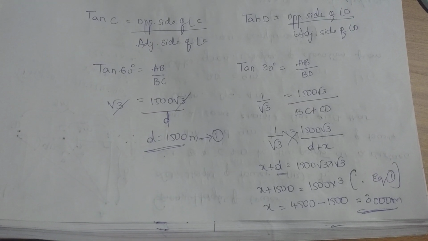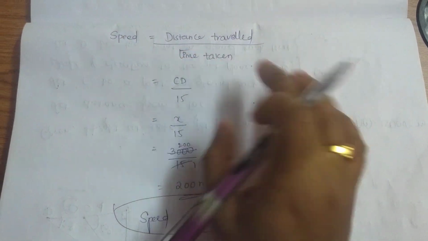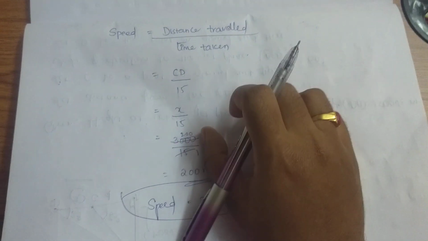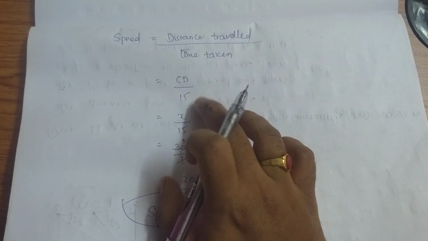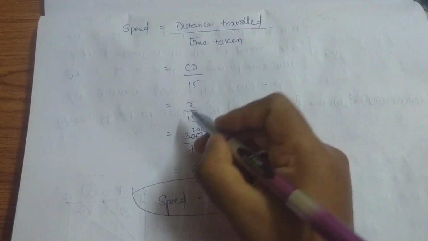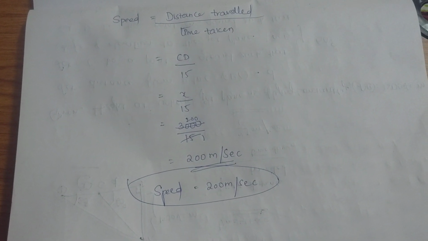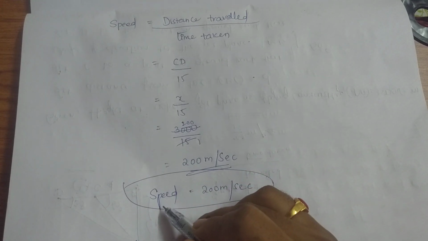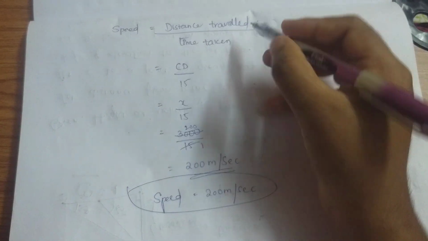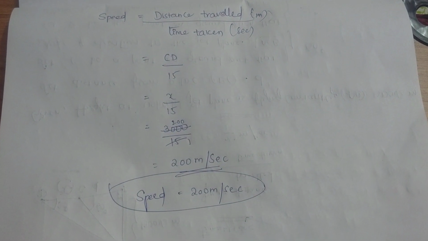After finding the value of x, how to find the speed? It's nothing but the distance traveled by time taken. Distance traveled is only the additional distance because they have given the time, no? Wherever a specific time is given, only for that distance do you use the speed formula. So CD is the additional distance, which is x. So x by 15, where x is 3000. Therefore 3000 by 15, after simplification, gives the answer 200. The units have to be meters per second, because distance is in meters and time is in seconds. Clear? So the answer is 200 meters per second.